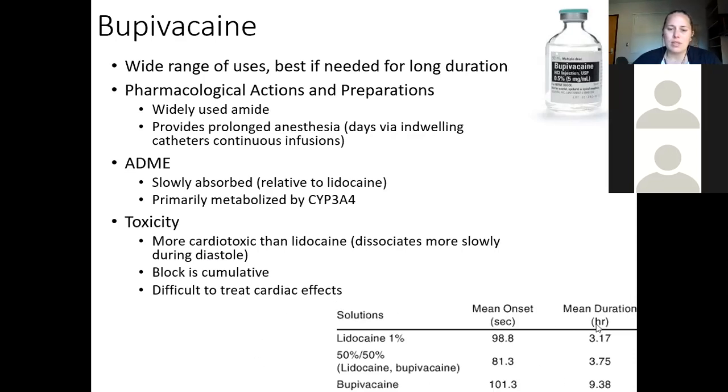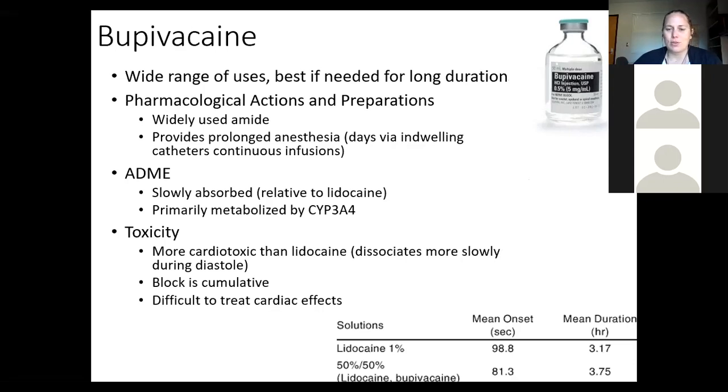I included this table down here because I think it does a nice job of comparing and contrasting treatment with just lidocaine, bupivacaine, or the combination of both, looking at the mean time of onset as well as the mean duration of action. You can see with the 1% lidocaine solution, you've got a mean duration of roughly 3.17 hours. The bupivacaine has a mean duration of almost 9.5 hours, so it's a pretty considerable difference between the two.